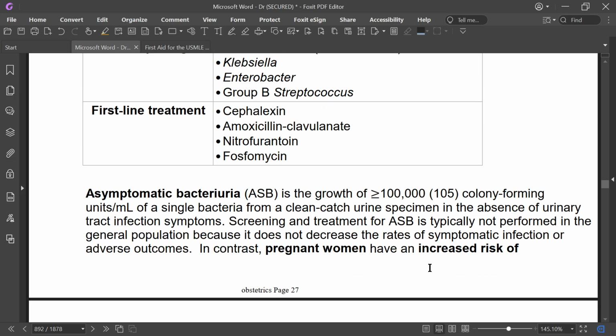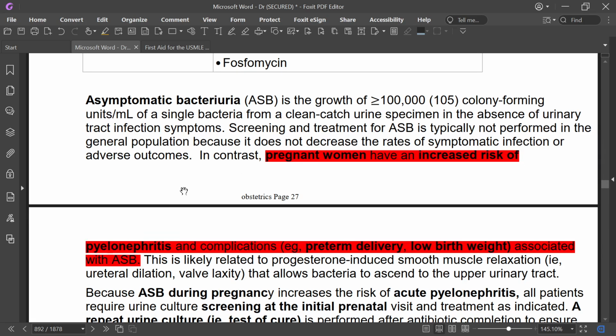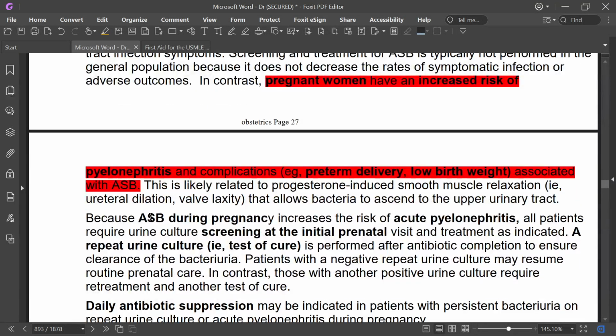Pregnant women have an increased risk of pyelonephritis and complications such as preterm delivery and low birth weight associated with asymptomatic bacteriuria, because asymptomatic bacteriuria during pregnancy increases the risk of pyelonephritis.